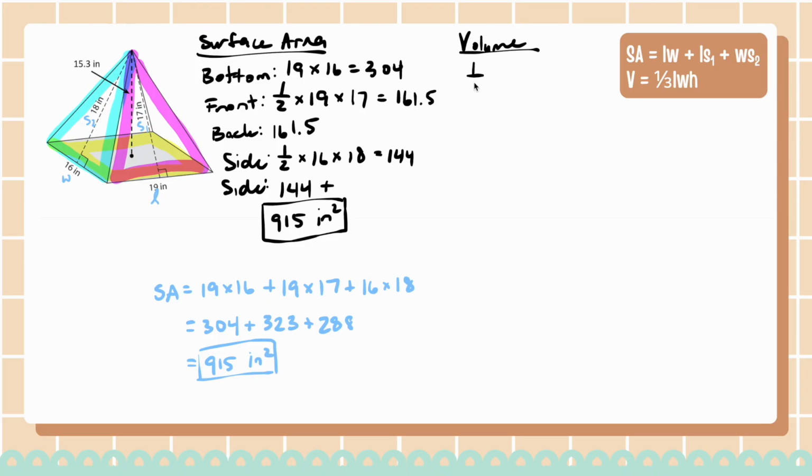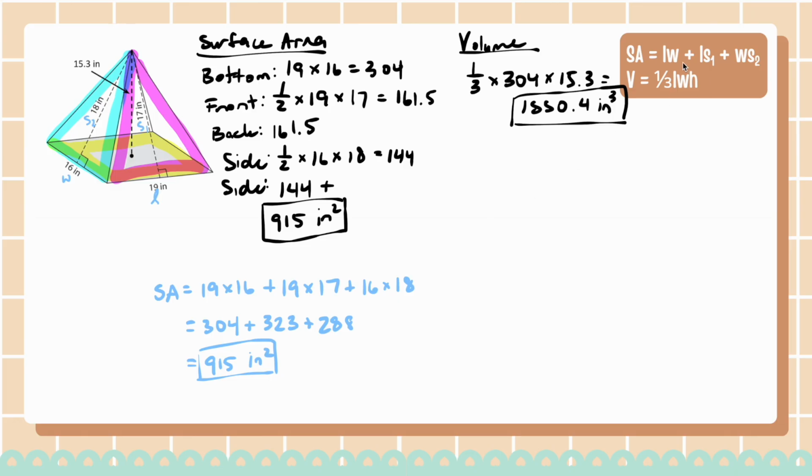So for the volume, we're going to start with 1/3 times the area of the base or the bottom, 304, and then times that by however many layers there are, or the height, which in this case is 15.3. So 15.3. All of this multiplied is going to get me 1,550.4 inches cubed. So that's the volume.